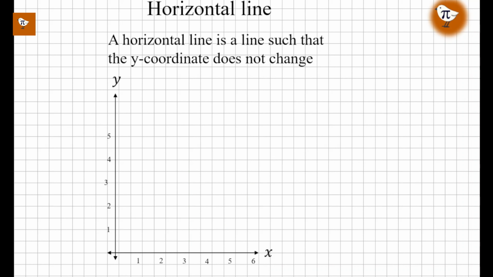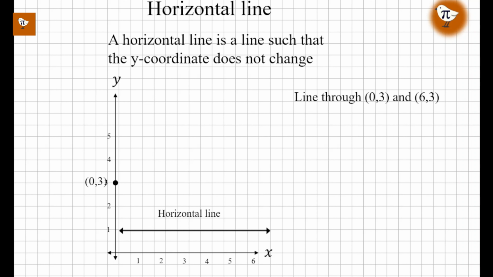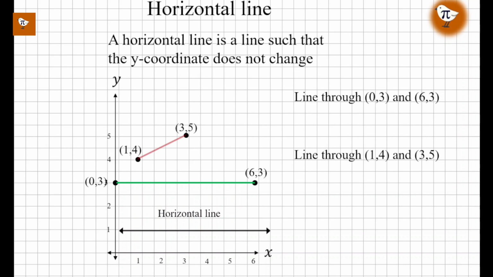A horizontal line is a line parallel to the x-axis, meaning the y-coordinate does not change. For example, the straight line that passes through (0, 3) and (6, 3) is horizontal, because the y-coordinate remains the same. The straight line that passes through (1, 4) and (3, 5) is not a horizontal line because its y-coordinate changes. For example, at this point, the y value is 4, but at this point, the y value is 5.